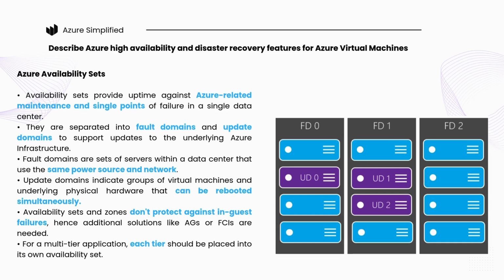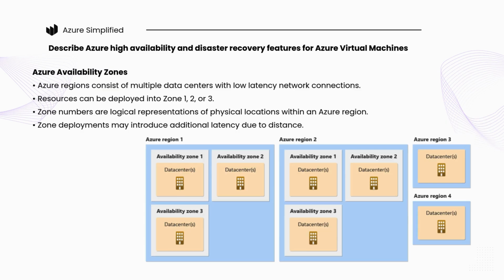Availability sets and zones don't protect against in-guest failures, hence additional solutions like AGs or FCIs are needed. For a multi-tier application, each tier should be placed into its own availability set. Azure Availability Zones: Azure regions consist of multiple data centers with low latency network connections. Resources can be deployed into Zone 1, 2, or 3.